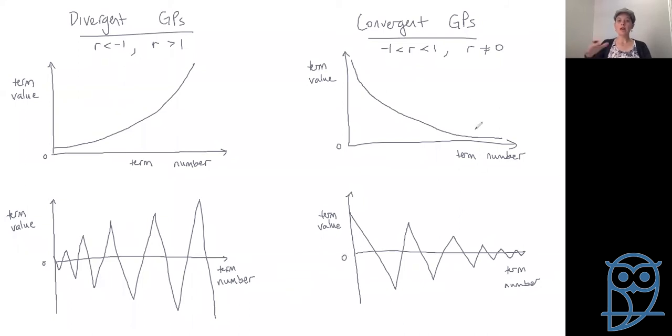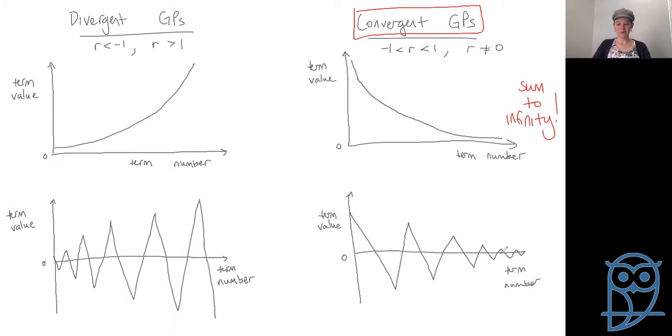So you can see that our convergent series, convergent GPs, as we get higher and higher on our term number, our term value gets closer and closer to 0. And this means that we're adding virtually nothing to 3 significant figures. We're adding 0. And that means that we can have real fun with our sum. When we're adding such minuscule values, they have no effect on the sum, and we can actually sum to infinity. So our convergent GPs will have a sum to infinity that we can calculate.